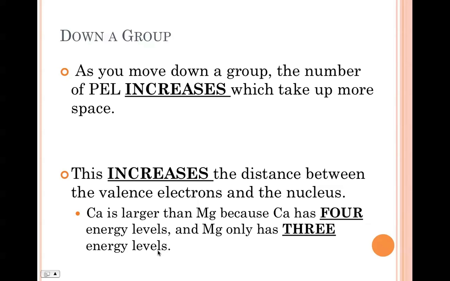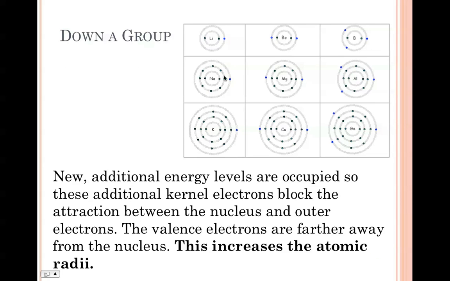As you move down a group, the number of principal energy levels is going to increase, and those just happen to take up more space, more electrons. This increases the distance between the valence electrons and the nucleus. So, for example, calcium is larger than magnesium because calcium has 4 energy levels and magnesium only has 3 energy levels, which contributes to calcium being a larger atom. And you can see here too with these graphics the additional energy levels. Potassium is larger than lithium, calcium is larger than beryllium, and so on.